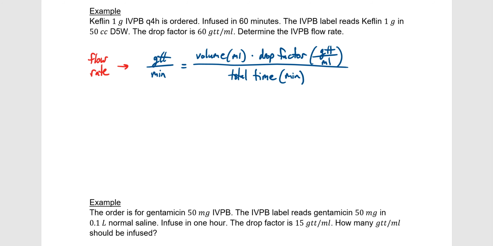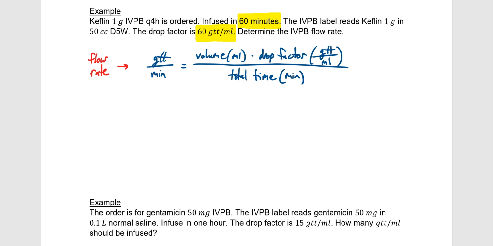Okay, so we have our formula here. We have to figure out what to plug in. So the drop factor is 60 drops per milliliter. And the total time is going to be 60 minutes. Once again, this is in minutes. We don't have to make any sort of conversion, which is nice.